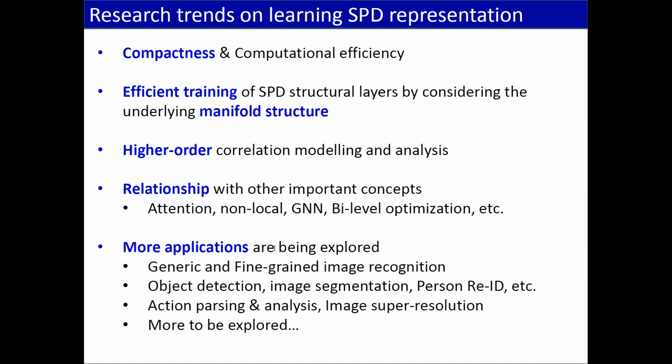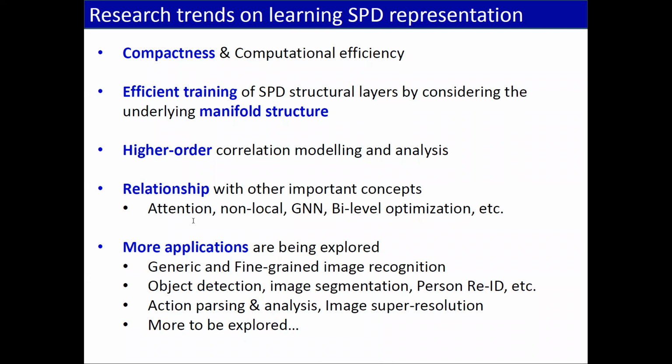Okay, just some take-home messages. We can see that second-order pooling, covariance pooling, or kernel matrix-based pooling has become a very interesting and important topic for fine-grained image recognition and generic image recognition. We have seen that how to efficiently train the SPD structure layers becomes important. How we can further consider higher-order correlation is another topic, and there have been many papers discussing this issue in the recent literature.